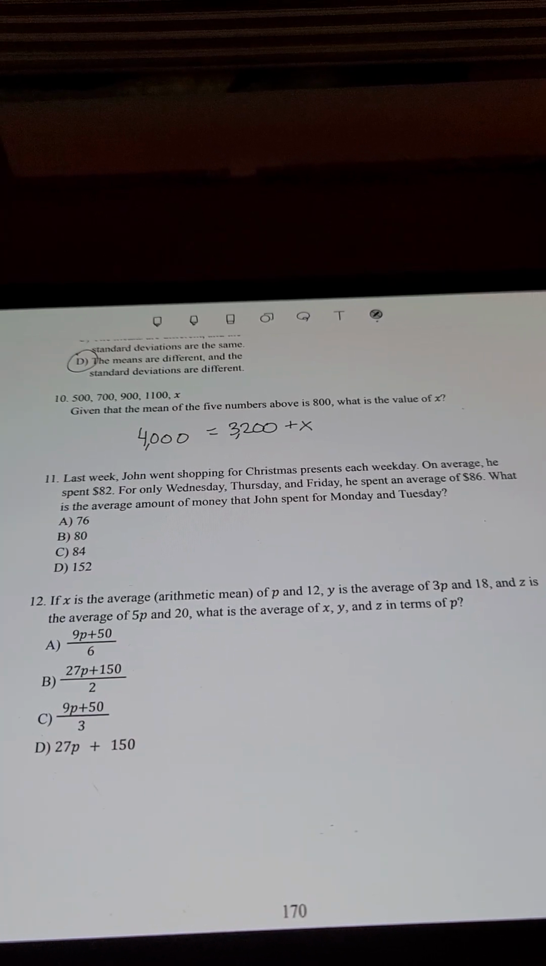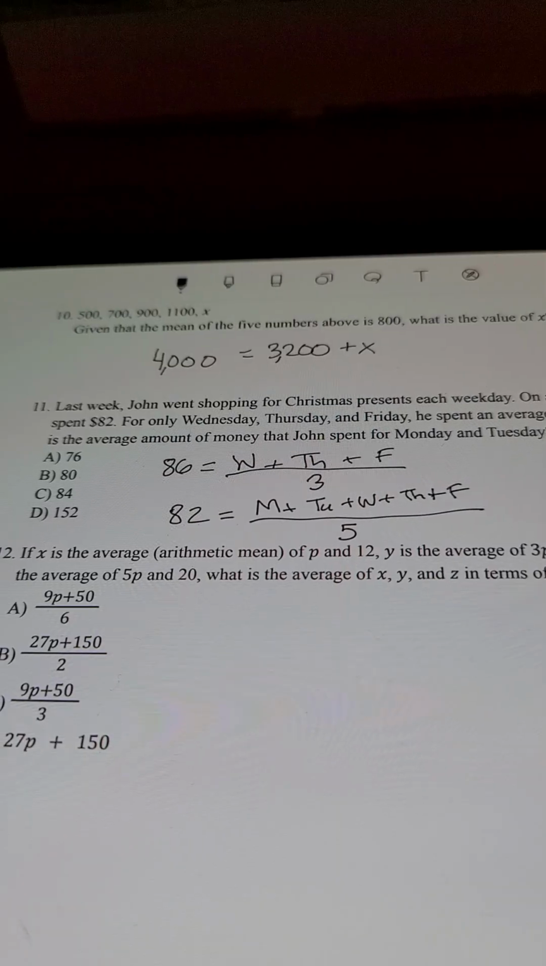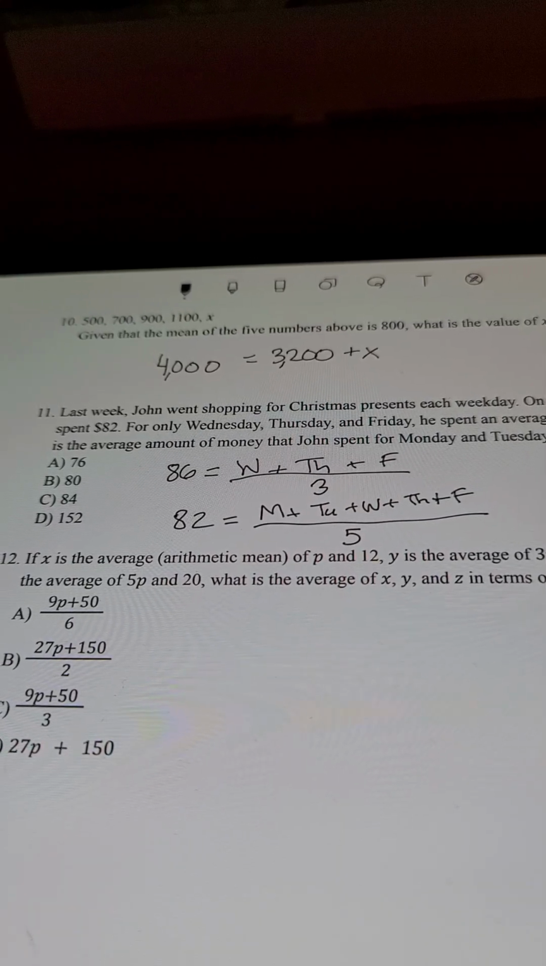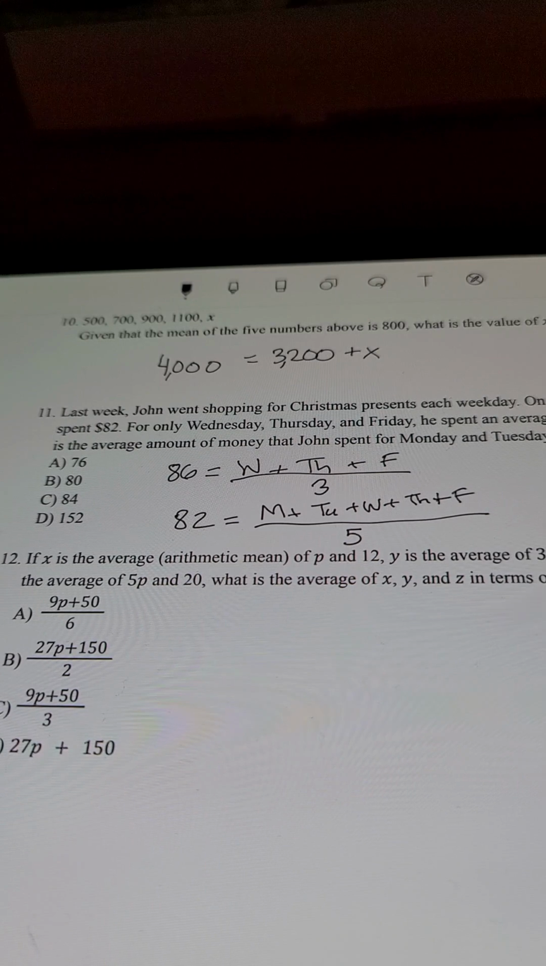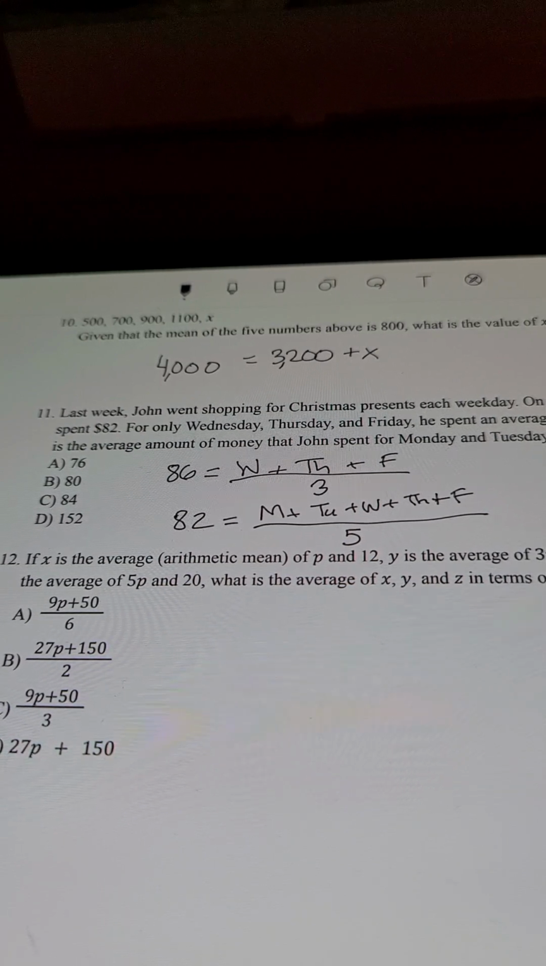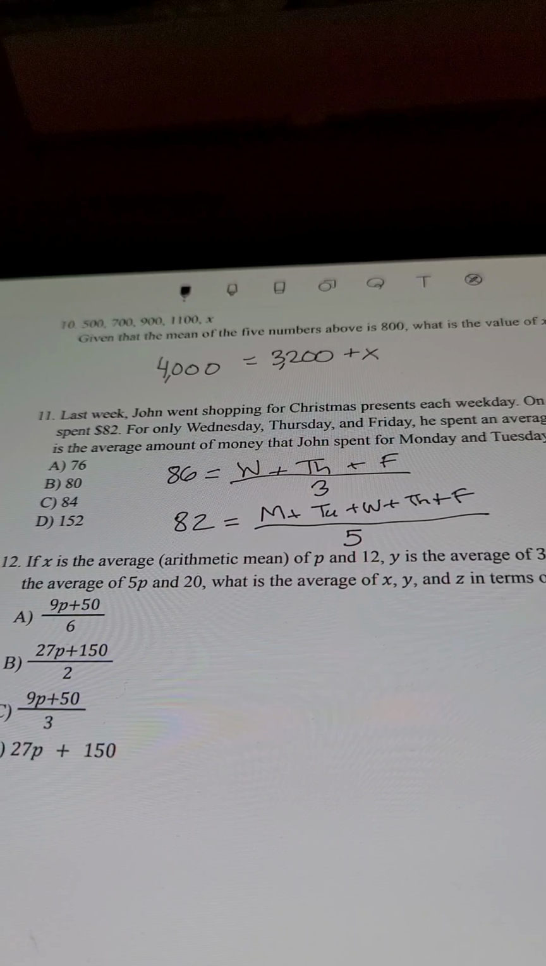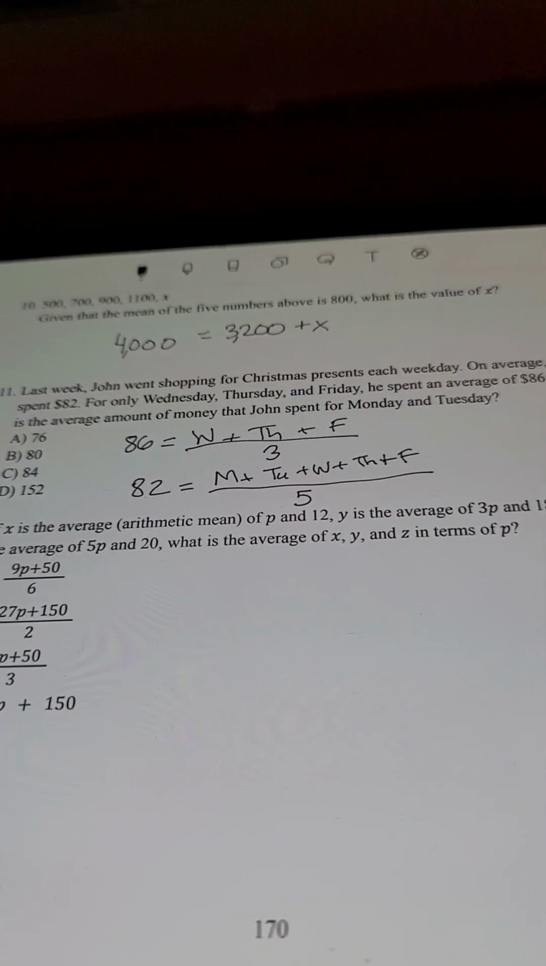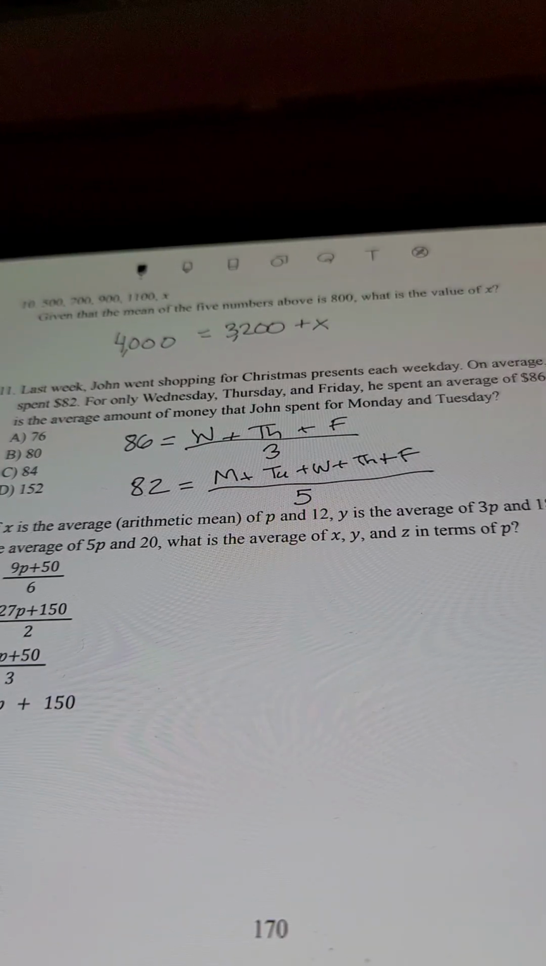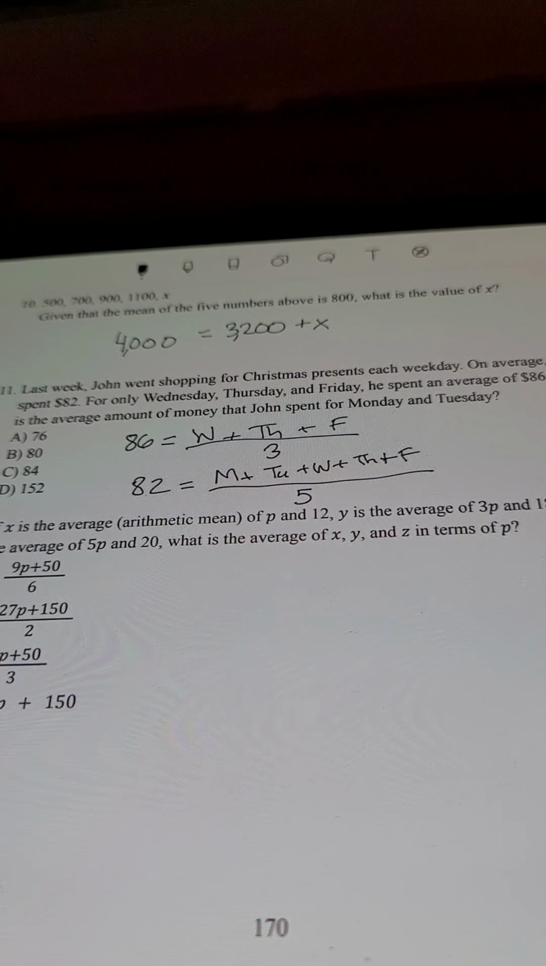Okay, pause to read number 11 if you haven't already. So here we have two equations to represent two different scenarios. On Wednesday, Thursday, and Friday, we would add up what he spends and then divide by the 3 days to get the average of 86. And if we're talking about the average of all the weekdays, it would be adding Monday, Tuesday, Wednesday, Thursday, Friday, and then dividing by the 5 weekdays. And we know from the problem that that's going to give us an average or a mean of 82.